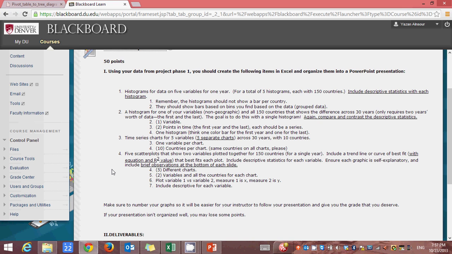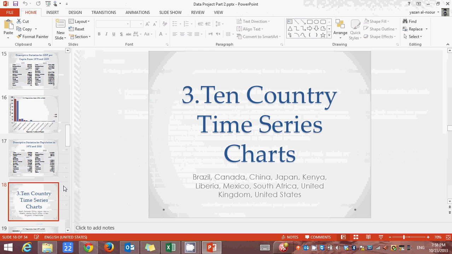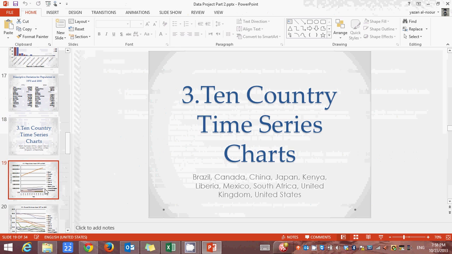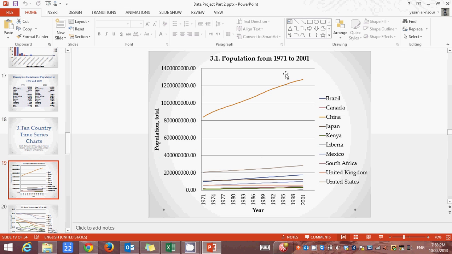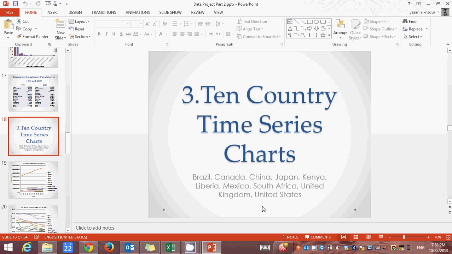So time series charts for 5 variables, 5 separate charts across 30 years with 10 countries. Okay, so over here we have 10 country time series. The first one is population from 71 to 2000, and here are the countries that we're picking in this presentation: Brazil, Canada, China, Japan, Kenya, and so on.